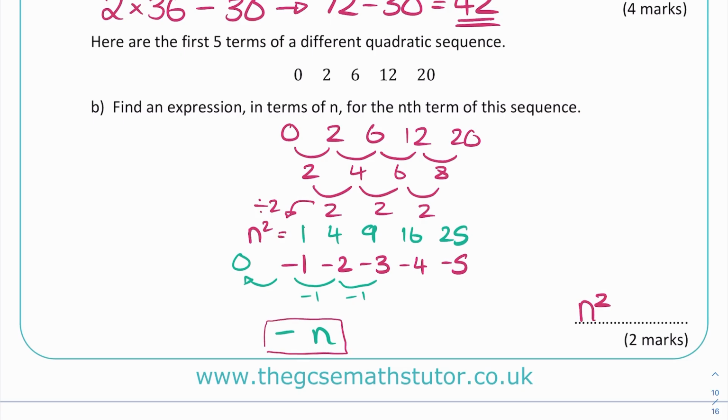We've just got minus n. So our quadratic nth term is the n squared and then minus n. Okay, on to our next question.